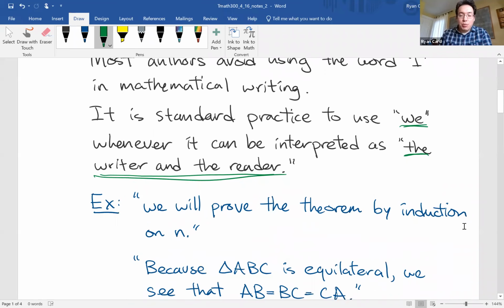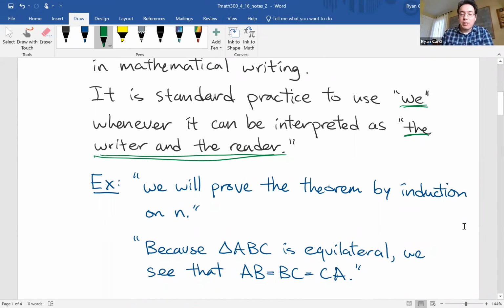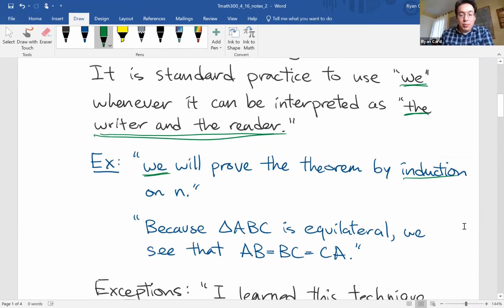So you use phrases like, we will prove this theorem by induction on n. You don't have to know what induction is, but you use the word we, even if you're the singular student who's writing that proof. You could also use it in this example. Because the triangle ABC is equilateral, we see that AB is equal to BC is equal to CA. So you're including the reader as you write that.